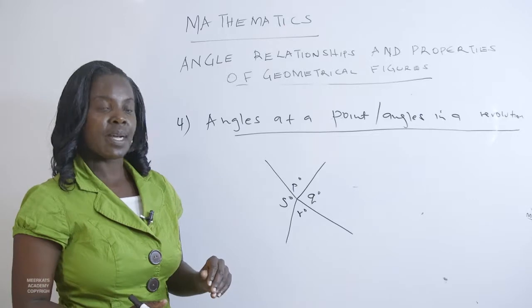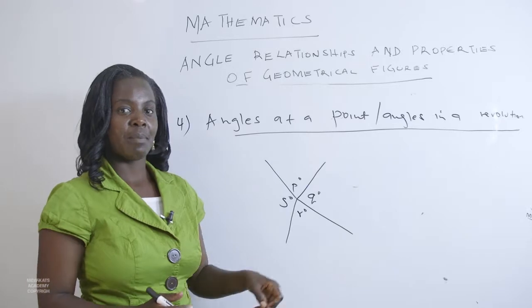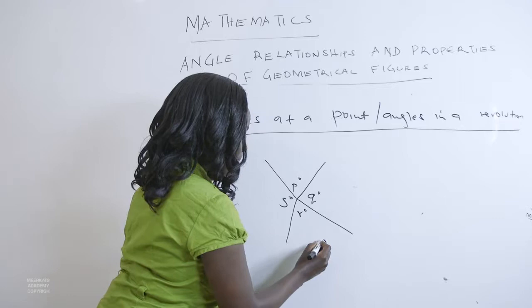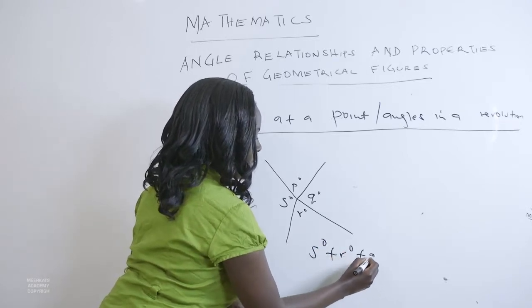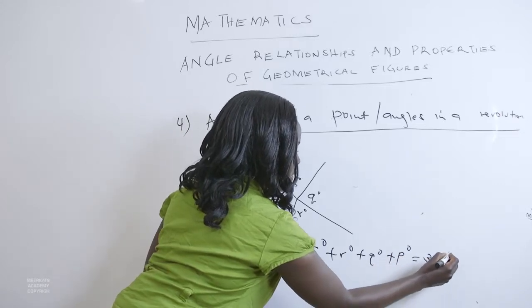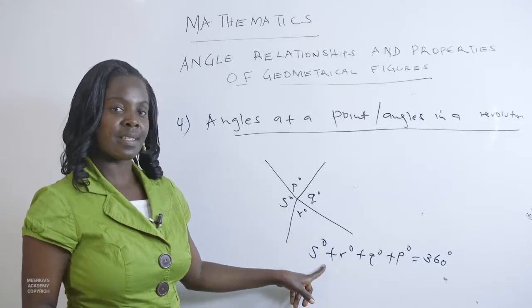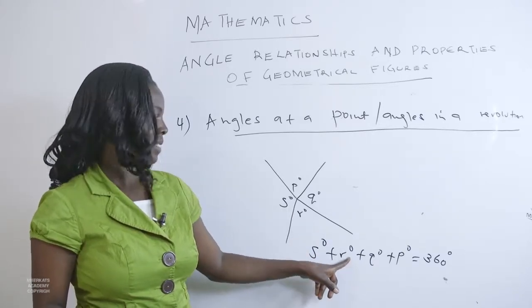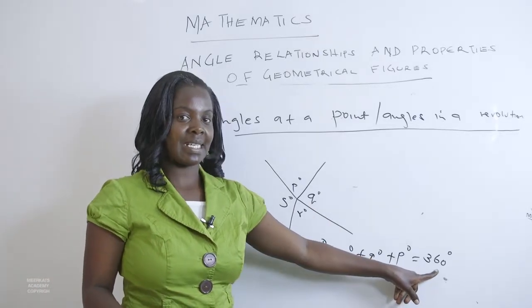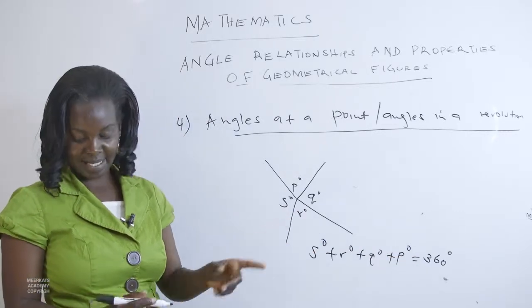Angles at a point, or angles in a revolution, make a complete turn. So when we add this angle measuring s degrees plus r degrees plus q degrees plus p degrees, it gives us 360 degrees. This is a revolution because it makes a complete turn.